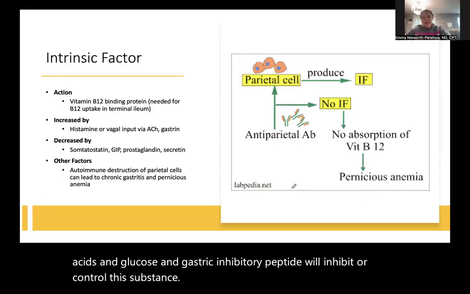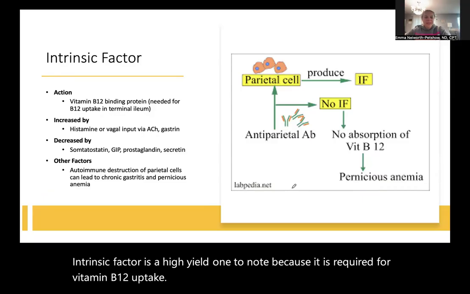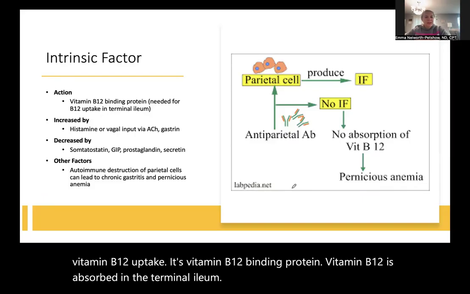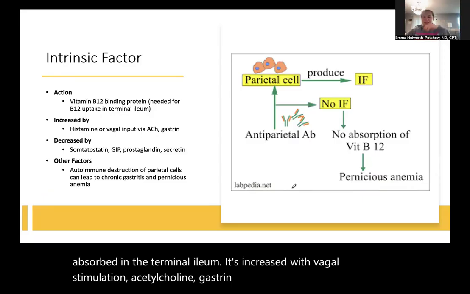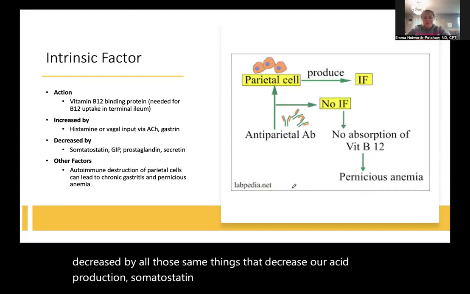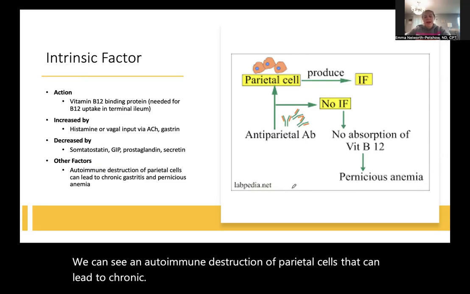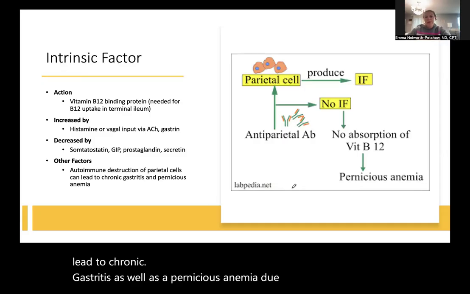Intrinsic factor is a high yield one to note because it is required for vitamin B12 uptake. It's vitamin B12 binding protein. Vitamin B12 is absorbed in the terminal ileum. It's increased with vagal stimulation, acetylcholine, gastrin secretion, or histamine, and it's decreased by all those same things that decrease our acid production: somatostatin, GIP, prostaglandin, and secretin. We can see an autoimmune destruction of parietal cells that can lead to chronic gastritis as well as a pernicious anemia due to the inability of B12 absorption.